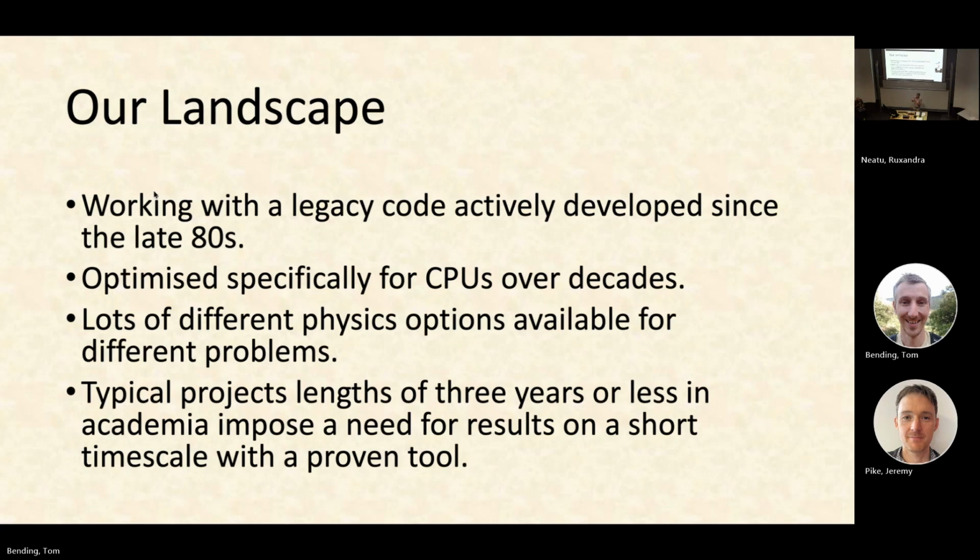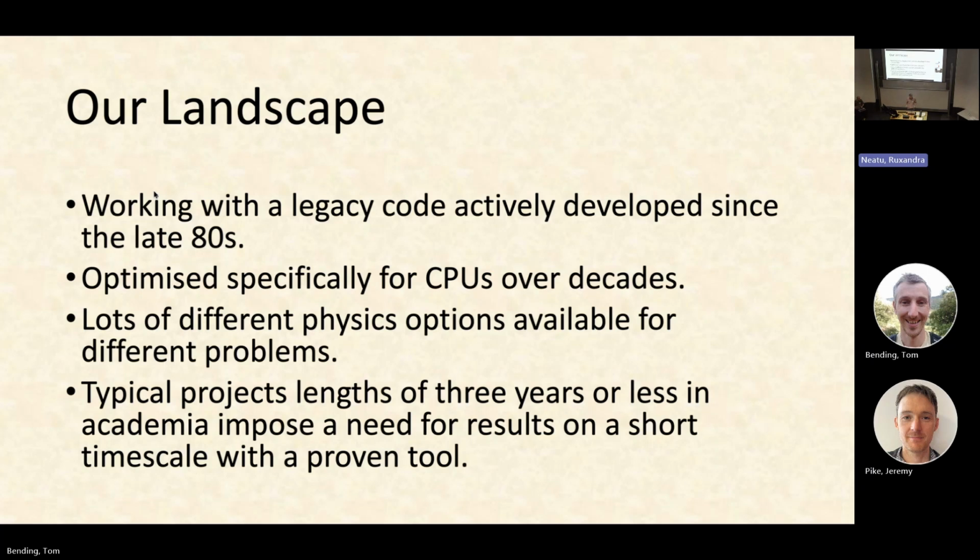So now I start with our problems. We're working with a code base that has been continually worked on since the late 80s by small numbers of people. Very often one person is the only person to interact with this code for a number of years in its history, but it's been optimized incredibly carefully and well for CPUs over that time, and it has huge numbers of different physics modules that we can add in. So moving to other codes has proven really difficult.